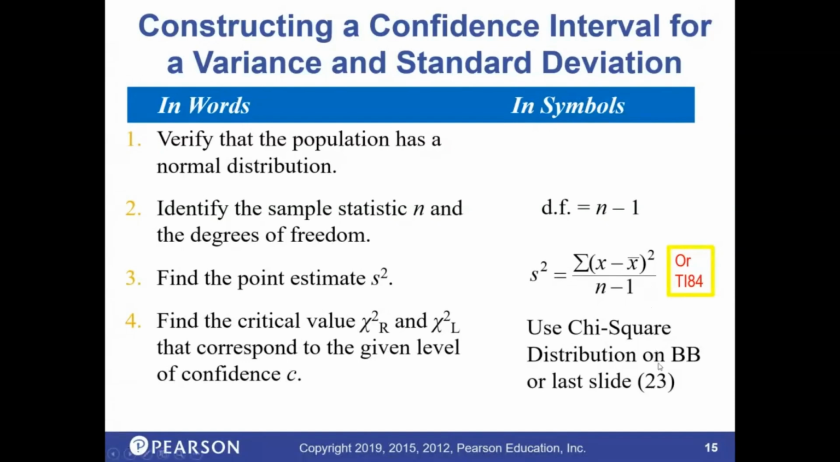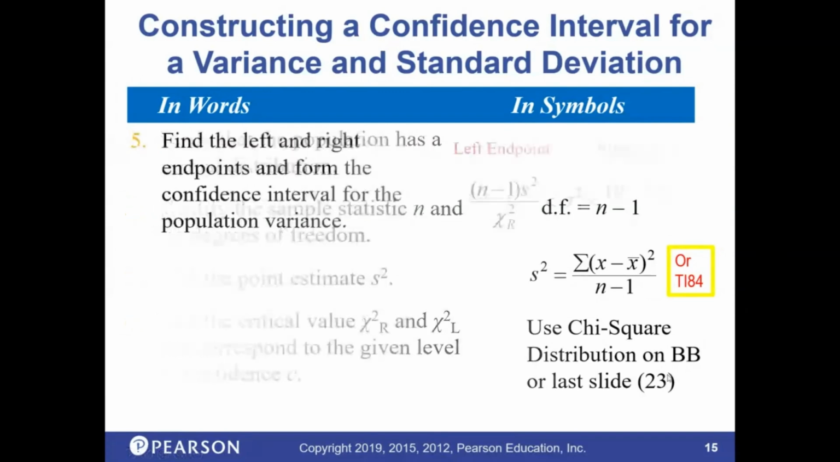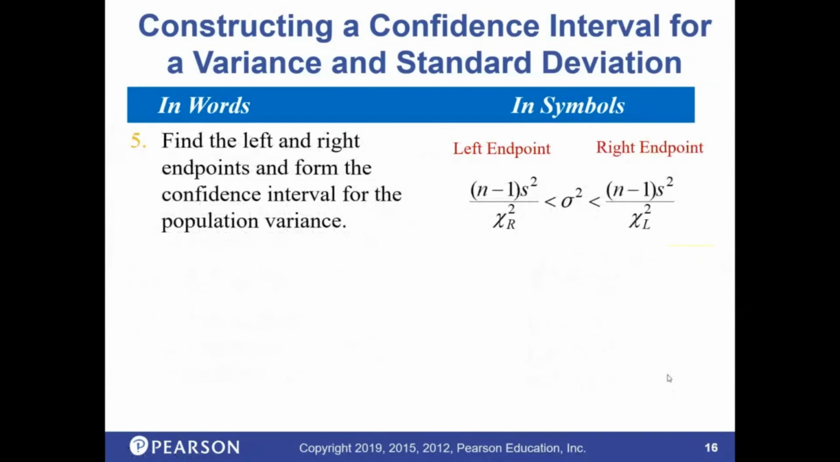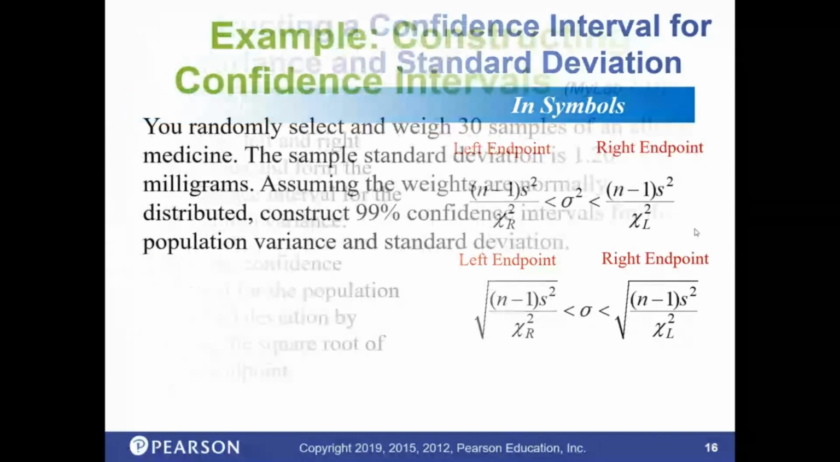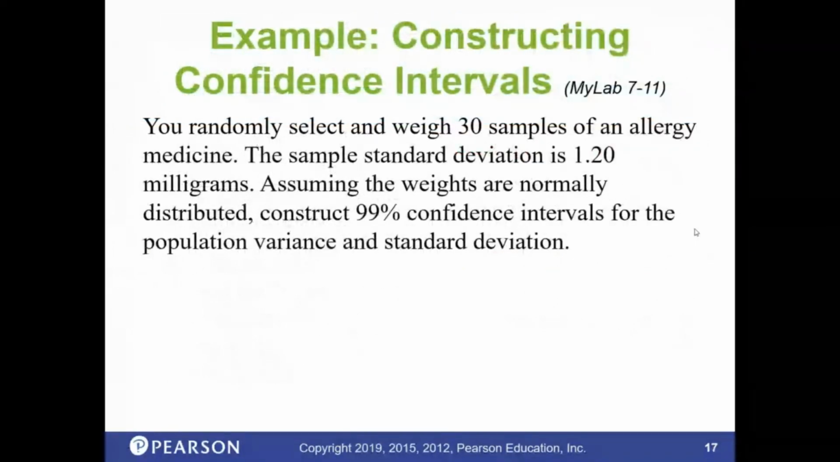Once again, I have that table on Blackboard, or it's on our last slide of this PowerPoint if they don't offer it to you on your MyLab problem. Okay, then we'll find our left and right endpoints and form the confidence interval for the population variance. There's the formula there. We want to find the confidence interval for the population standard deviation, so we'll just take what we found in step 5 and square root each of those left and right endpoint values. Okay, so let's go through all of that in this next example.